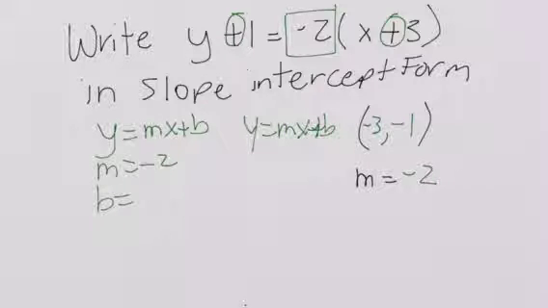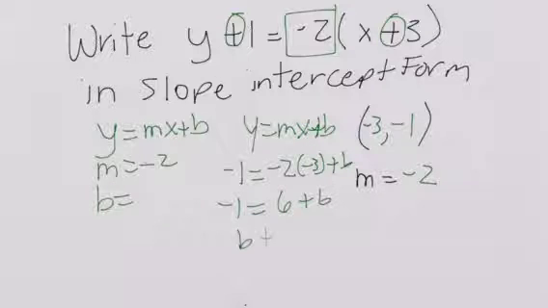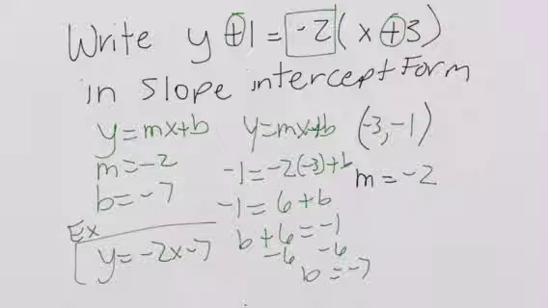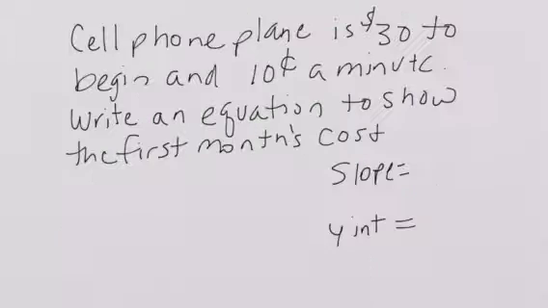We're going to go ahead and plug in negative 1 is equal to negative 2 times negative 3 plus b. Negative 1 is equal to 6 plus b. b plus 6 is equal to negative 1. We're going to zero pair out our 6. So b is equal to negative 7. So our equation then is going to be y is equal to negative 2x minus 7. And that is going to be in slope-intercept form.